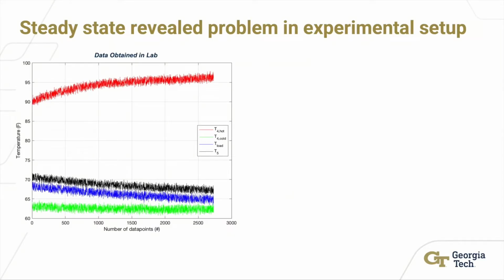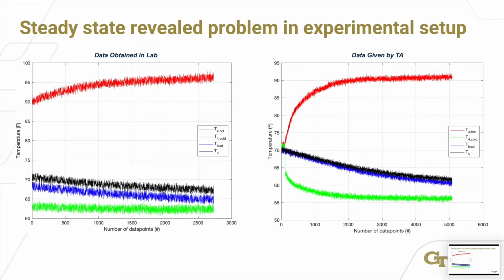When we started analyzing our Lab 1 data, we immediately realized that something was wrong with our experimental setup. When comparing our data with the rest of the class, visualized here by data given to us by our TA, our steady-state cold output temperature is between 5 and 10 degrees Fahrenheit hotter than it should have been. We later learned that this was because our vortex tube was not correctly set up and had dirt in it.